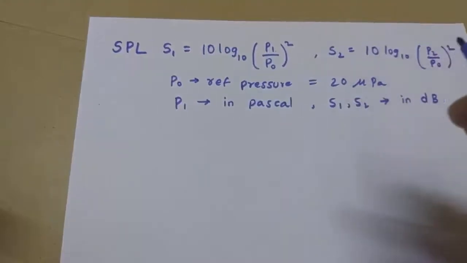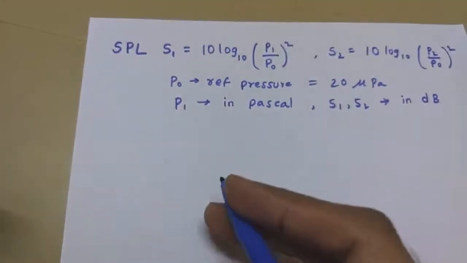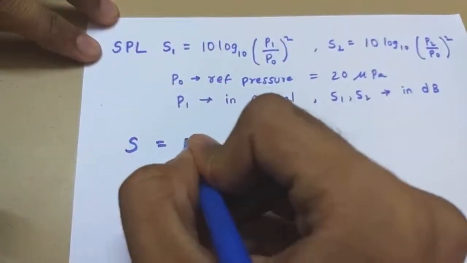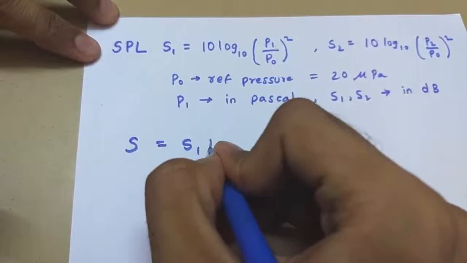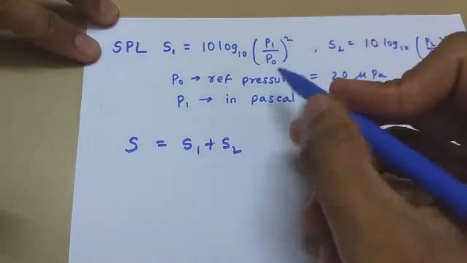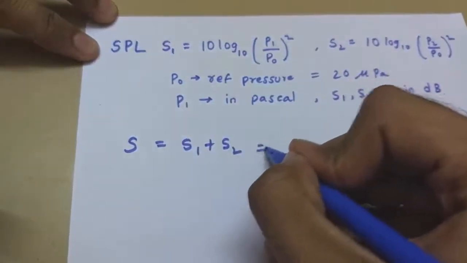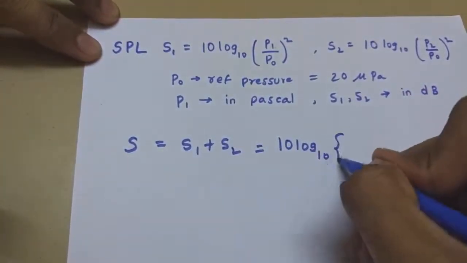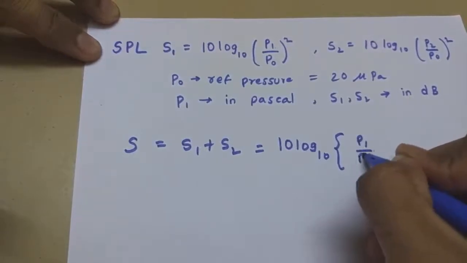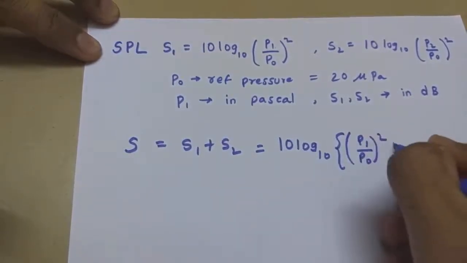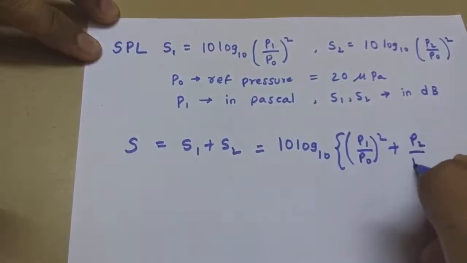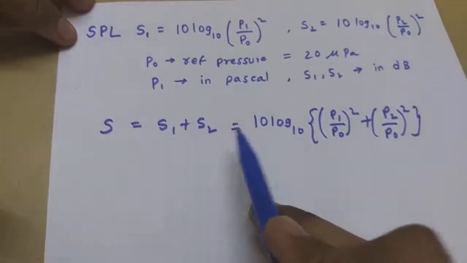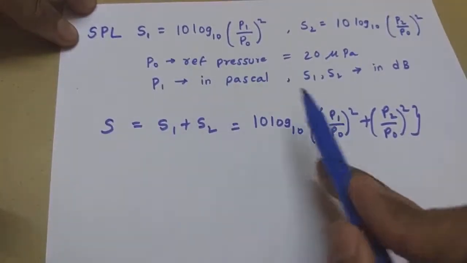Now, in order to determine the total sound pressure level, we're going to have to add these values S1 and S2. So the total sound pressure that you hear as an observer is S1 plus S2. If you add these, it'll look something like 10 log to the base 10 of (P1 by P0) squared plus (P2 by P0) squared. As you can observe here, this equation is in terms of the pressure, which is in Pascal.